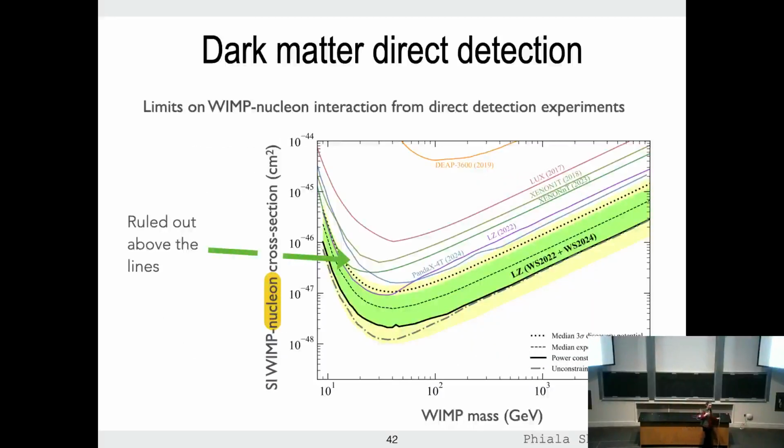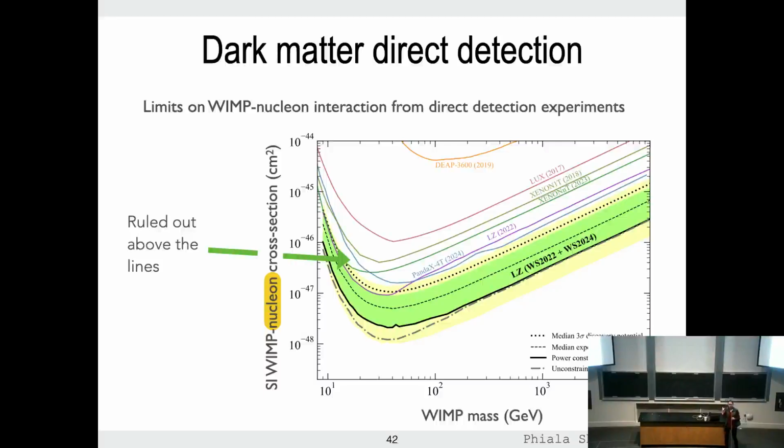So what you get out is exclusion plots. So this is the mass of a weakly interacting massive particle. This is, SI just means spin independent. Spin independent dark matter nucleon cross-section. Each experiment gets a line, and it's ruling out the phase space above its line, right? Now, what you see there in gold is what I want you to notice about this.